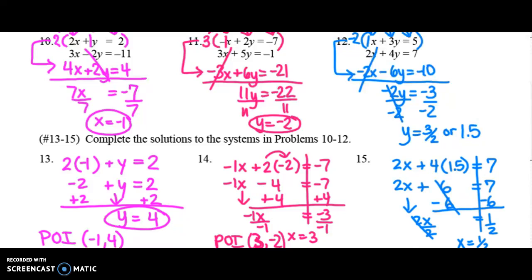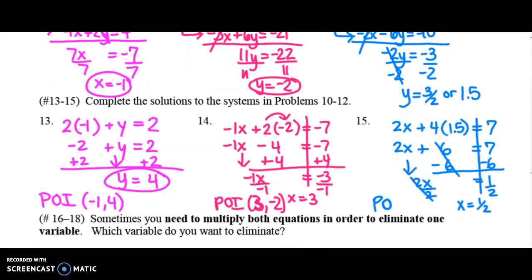Well, x equals 1/2. Again, when you put your point of intersection together, x goes before y, so 1/2 comma 3/2. Or if you really prefer the decimals, you can put your point of intersection, or your POI, at 0.5 comma 1.5. It's up to you.